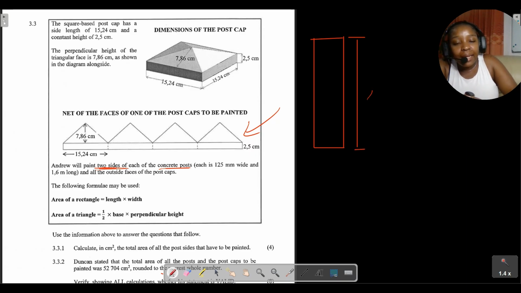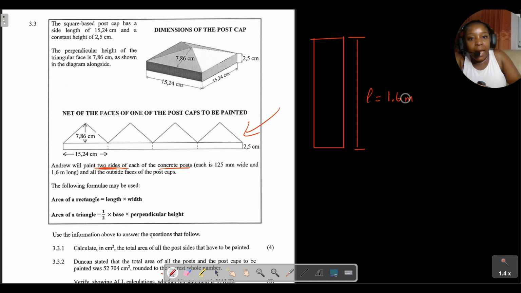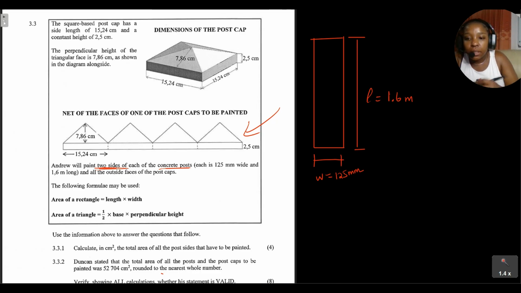We are told that the length is equal to 1.6 meters, and the width is equal to 125 millimeters. We want to calculate the total area that has to be painted in centimeters squared. So the first thing we want to do is convert the meters to centimeters, and the millimeters to centimeters. How do we convert?